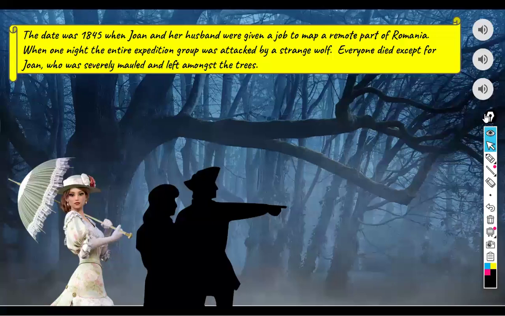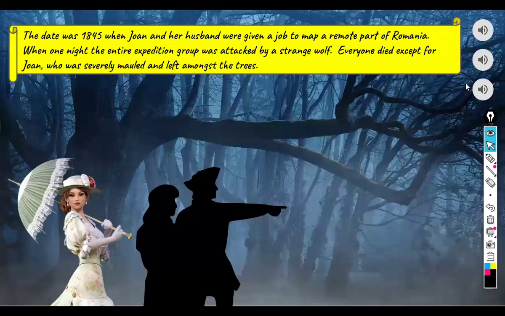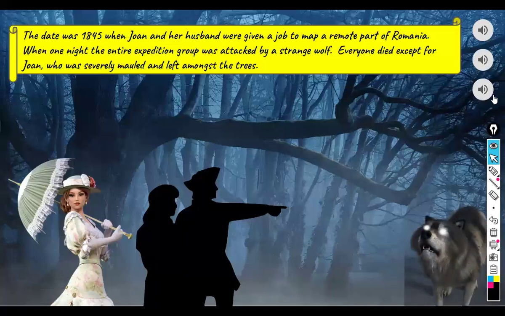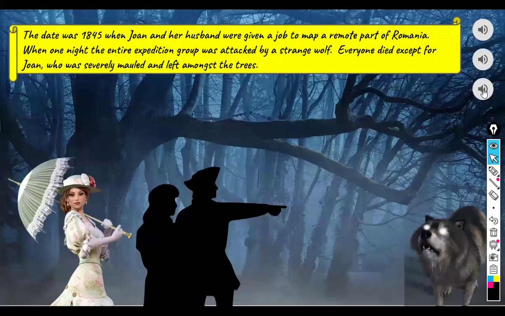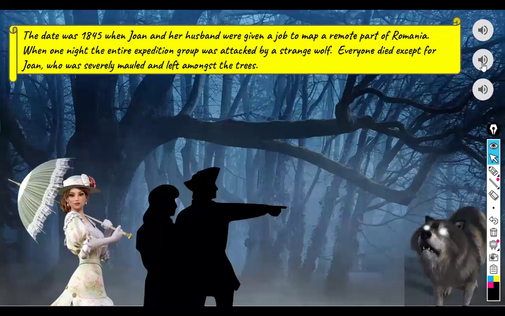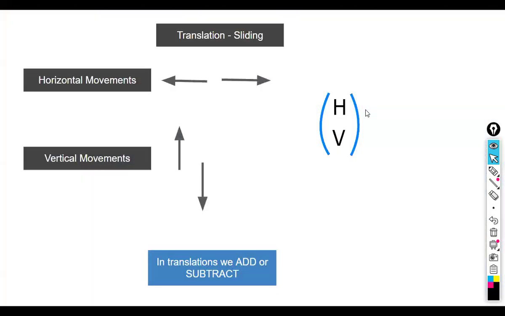Everyone died except for Joanne. She was severely damaged, mauled, and left amongst the trees. That's the wolf there. Scary looking, creepy wolf. All right, so we'll see what's going on with her just now.